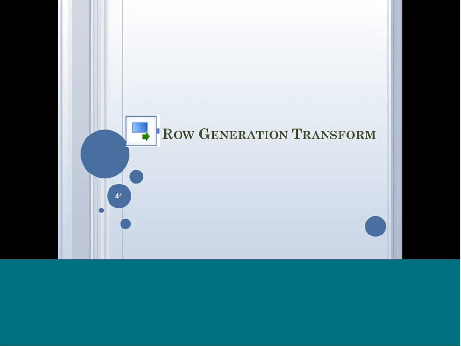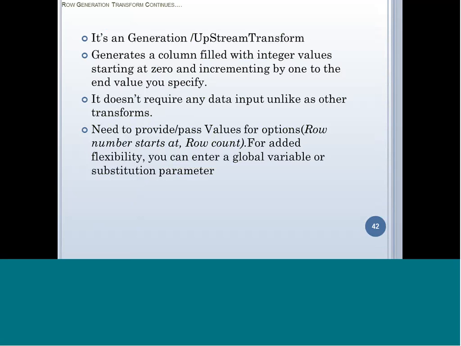values. Normally, we used to use those integer values to generate a code for us, to generate continuous numbers for us, so that we can look up into the respective table and we can get the data. That's what we did in the last session. So as I mentioned, it is a generation or upstream transformation.